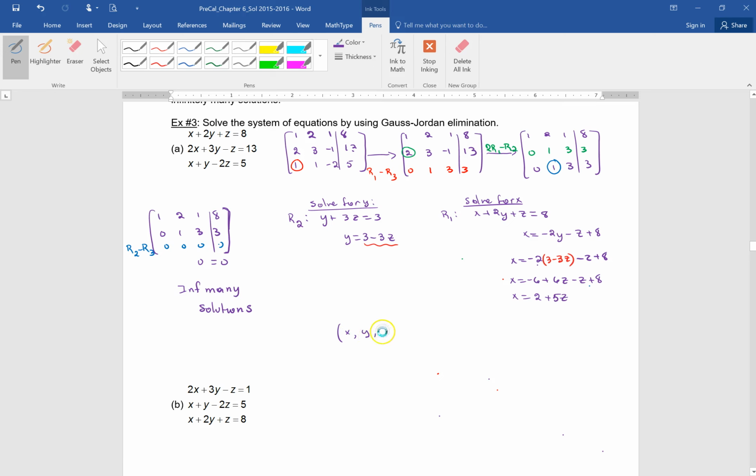Now what's our answer going to be? Remember, your answer has to have the form x, y, z. What's x? 2 plus 5z. What's y? 3 minus 3z. And you have a z. Okay? No. Yes. No. And you won't have to do it that many times.